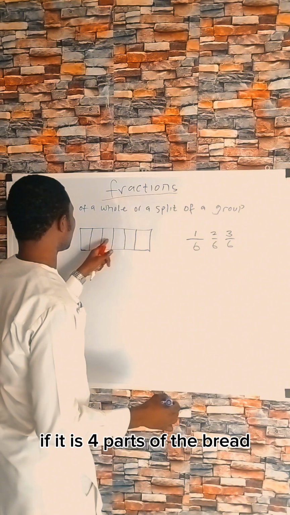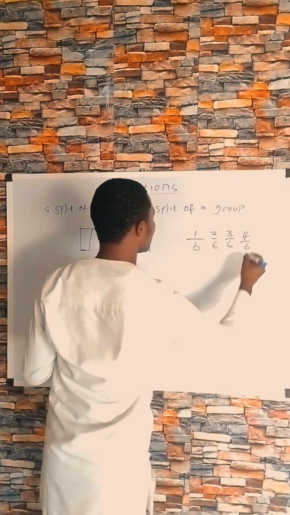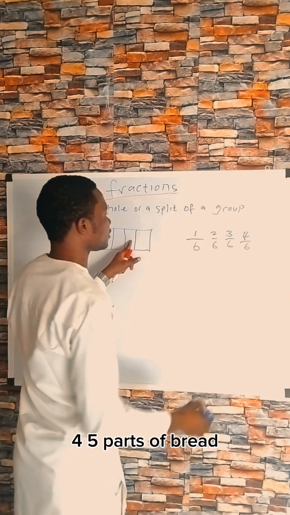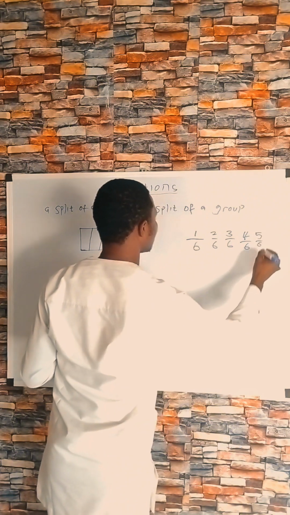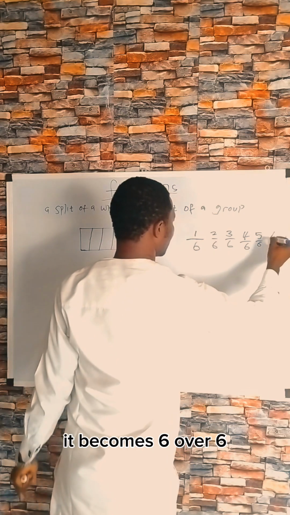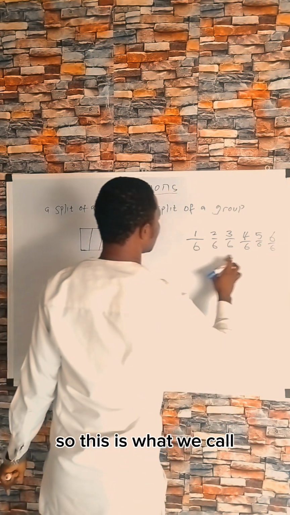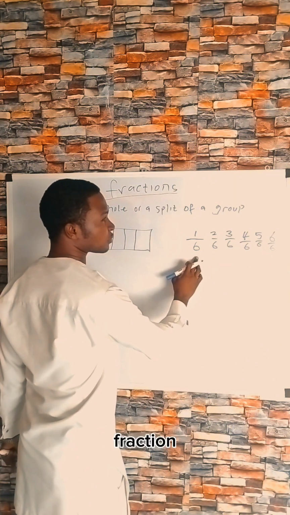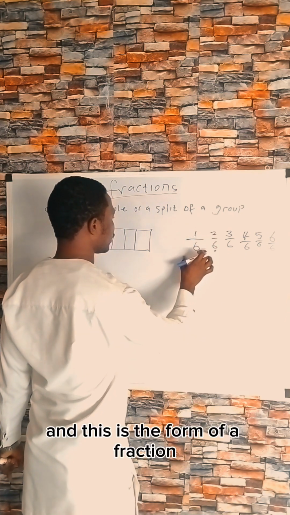If it is four parts of the bread, it becomes 4 over 6. If it happens to be 5, 1, 2, 3, 4, 5 parts of the bread, it becomes 5 over 6. And if it is the whole of the sixth part of it, it becomes 6 over 6. So this is what we call fraction. And this is the form of a fraction.